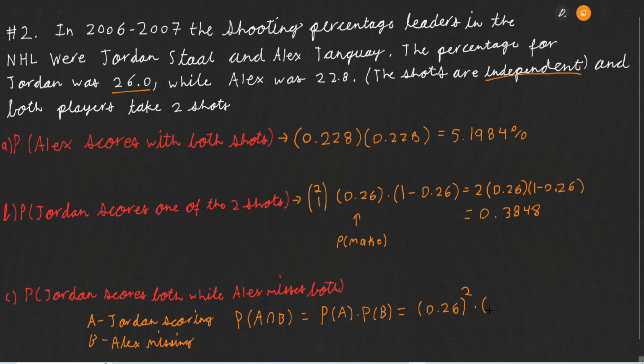And then we're going to multiply it by Alex missing, which is 1 minus 0.228, because it's just going to be the complement of him scoring. And the same thing as Jordan making the shots, because he has to miss both the shots, we have to square it. Instead of just multiplying it again, it just makes it look neater. And if you put this into your calculator, it will give you 0.0403 for your probability.